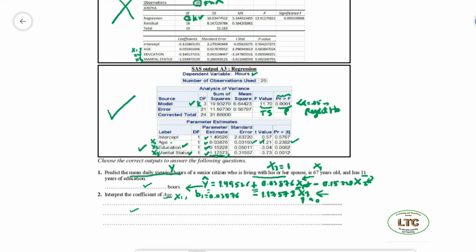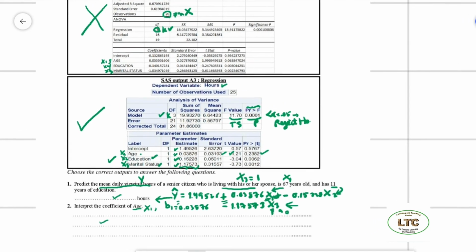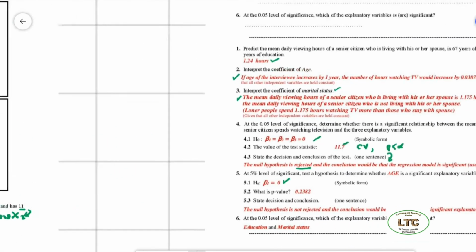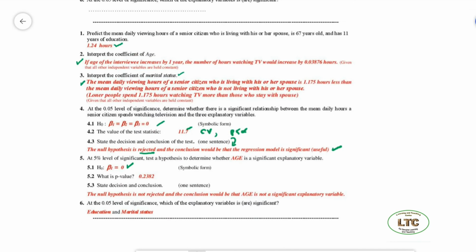Its p-value is 0.2382. If the p-value is smaller than alpha, reject. This is not small, so don't reject. And write like this, not rejected. Therefore you have to take beta 1 as 0, then beta 1 x1 will be 0. So you don't see any contribution of x1 to y. Like this, not a significant explanatory variable.